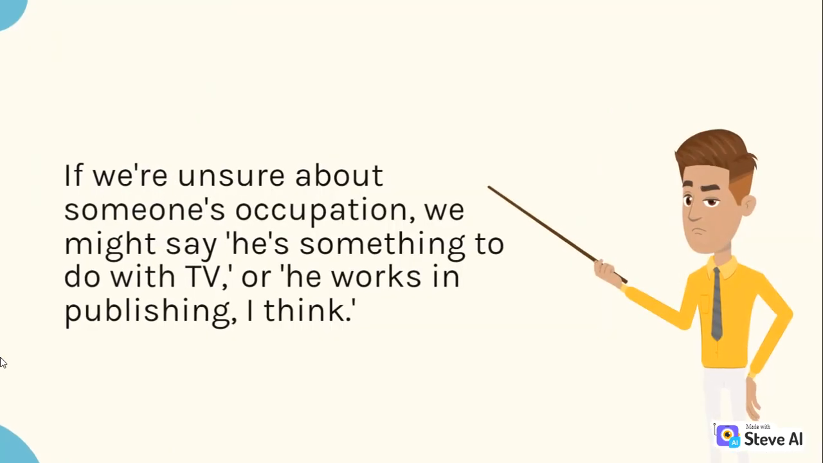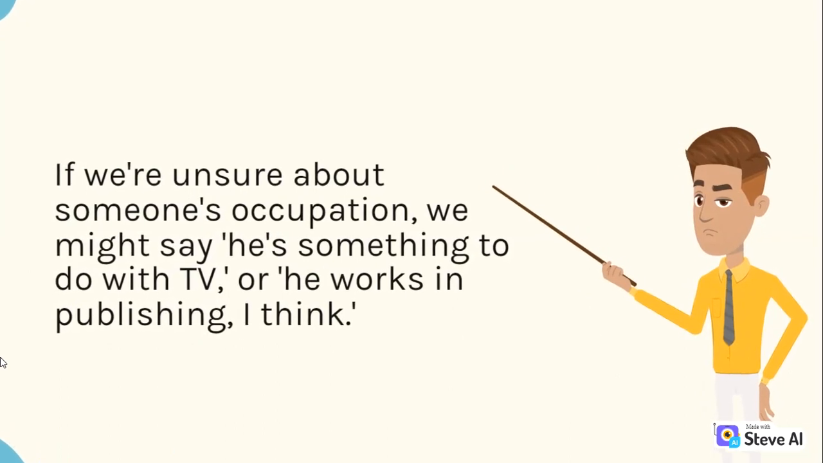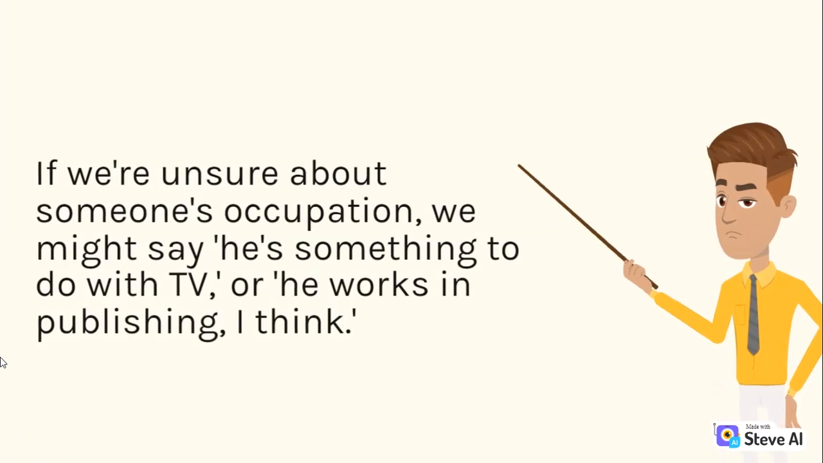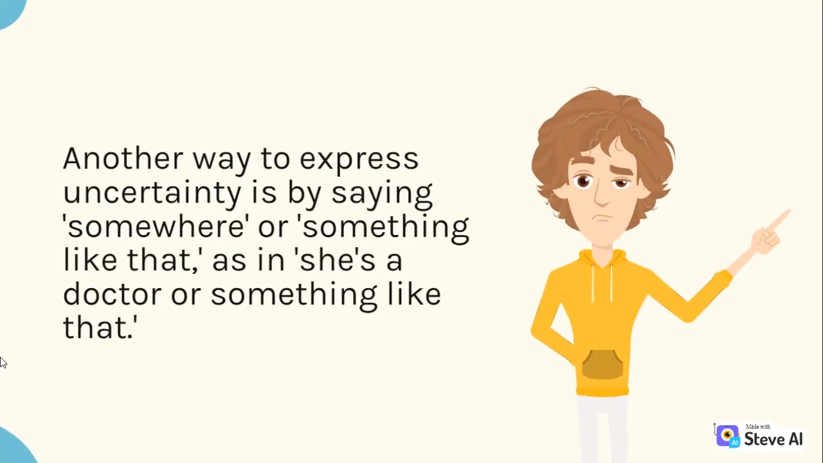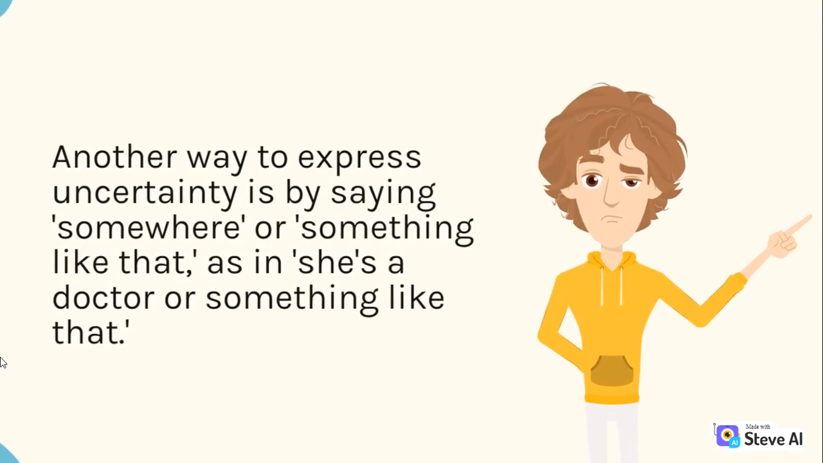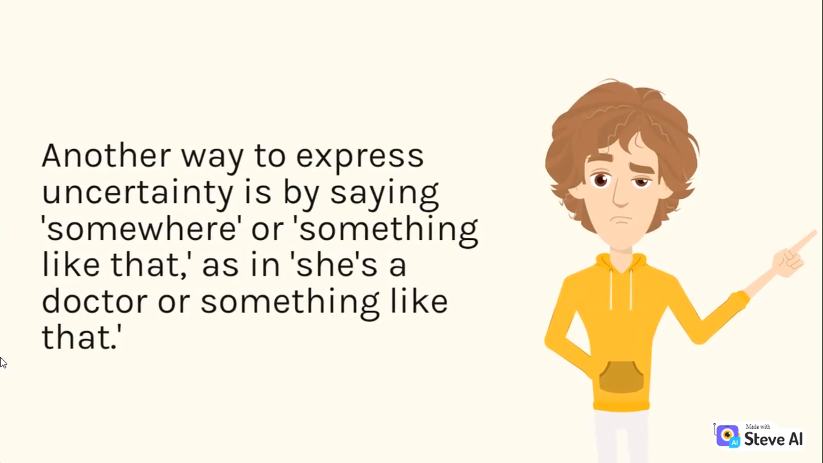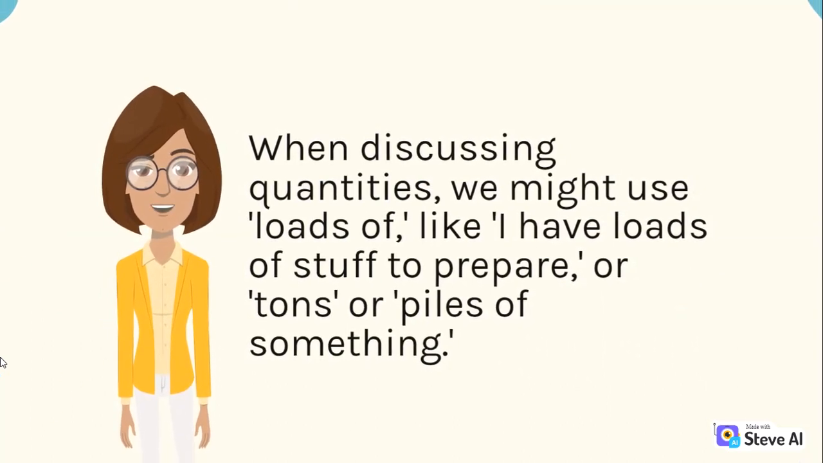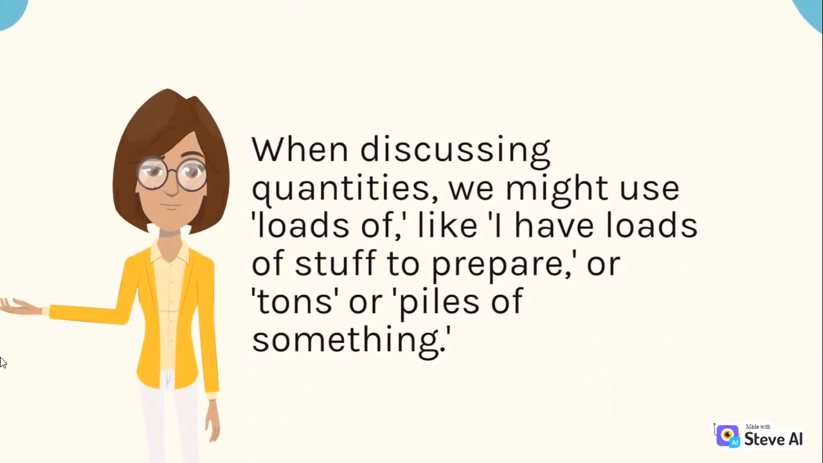If we're unsure about someone's occupation, we might say "he's something to do with TV," or "he works in publishing, I think." Another way to express uncertainty is by saying "or something like that," as in "she's a doctor or something like that." When discussing quantities, we might use "loads of," like "I have loads of stuff to prepare," or "tons or piles of something."